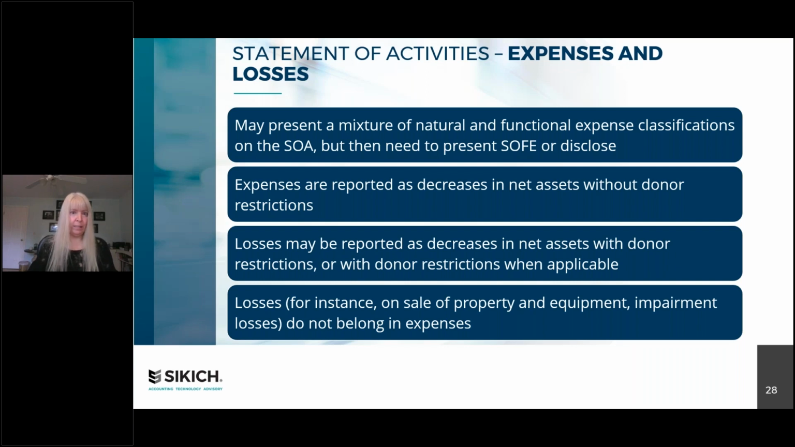Expenses need to be reported as decreases in net assets without donor restrictions. You can have losses in net assets with donor restrictions, but you can't have expenses in net assets with donor restrictions. And then, as I had a tongue twister there, losses do need to be in losses, not in expenses. So your loss on sale of property and equipment doesn't go in expenses in the statement of activities. It doesn't go in your statement of functional expenses. It just belongs in the statement of activities as a gain or loss.